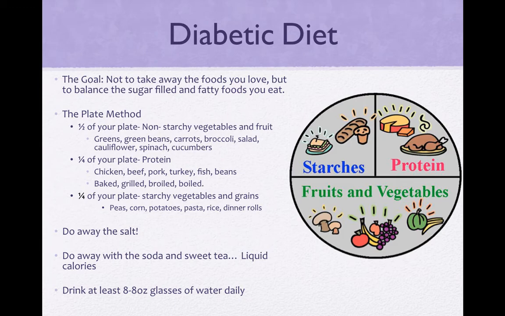Half of your plate should be non-starchy vegetables and fruit. So what is a non-starchy vegetable? That's like greens, green beans, carrots, broccoli, salad, cauliflower, spinach, cucumbers, things like that.